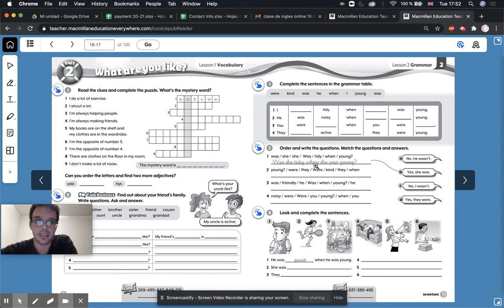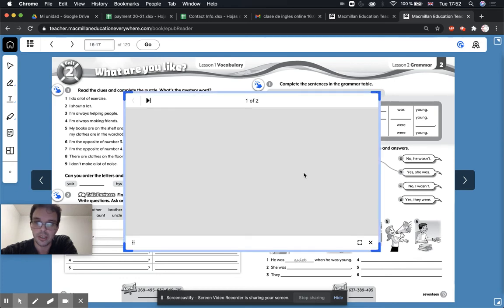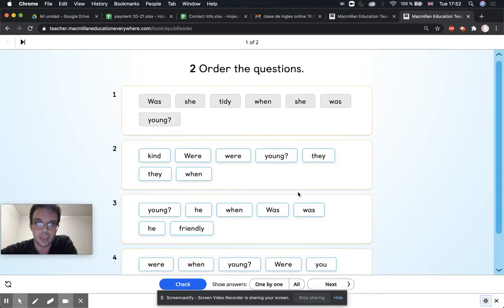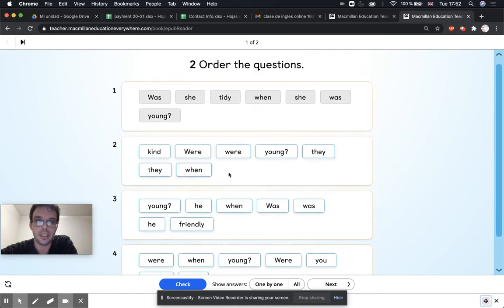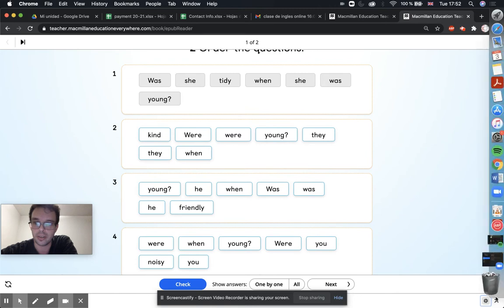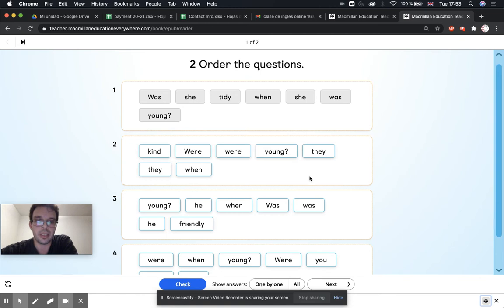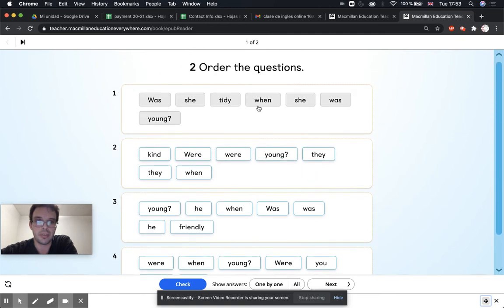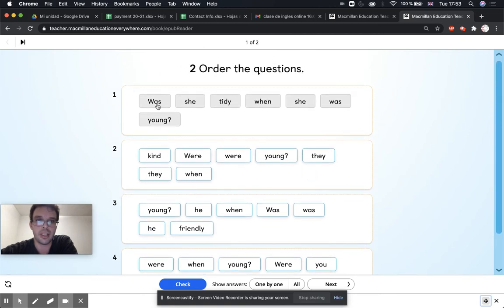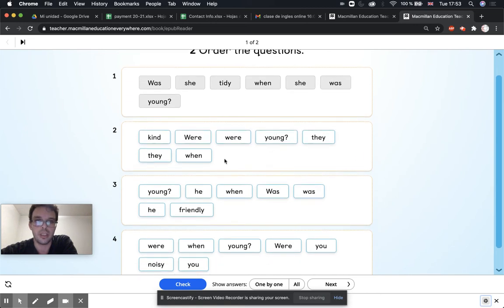Let's look at exercise 2. Exercise 2. So here we have to put the words in the correct order, poniendo las palabras en el orden correcto. Okay? So, and we have to make a question. Let's look at number 1. Let's look at the example. Was she tidy when she was young? Okay. Was she tidy when she was young?